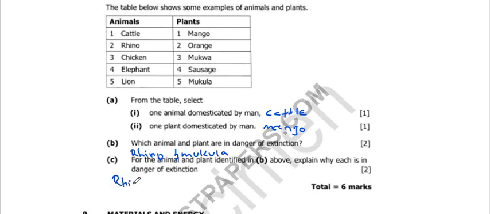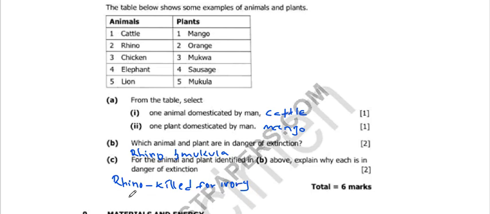So the rhino is being poached for it. It's being killed for it. What do you think the rhino is being killed for? It's being killed for its ivory. So the ivory is really, really expensive. And so people are killing rhinos so that they can get ivory from it and sell the ivory and make a lot of money. And that is what is killing the rhinos. So it's because of the poaching that this animal is being seen as being in danger of extinction.